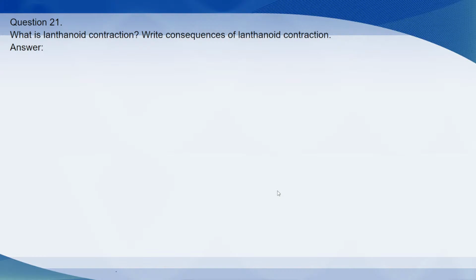And the question is, what is lanthanoid contraction? And write consequences of lanthanoid contraction. This question we have already covered, but today we will do it once again. So Pranay, tell me, what is lanthanoid contraction? What do you mean by lanthanoid contraction?